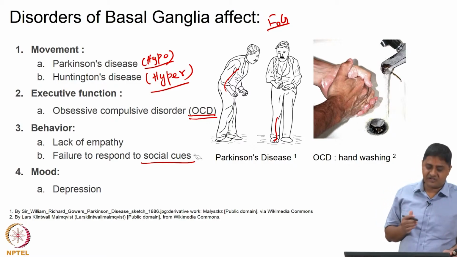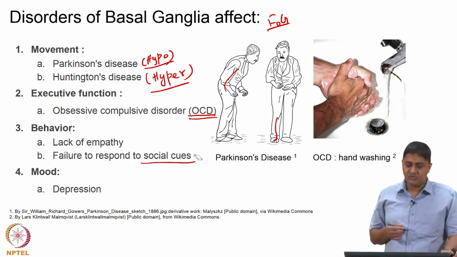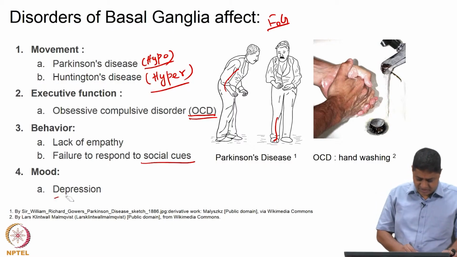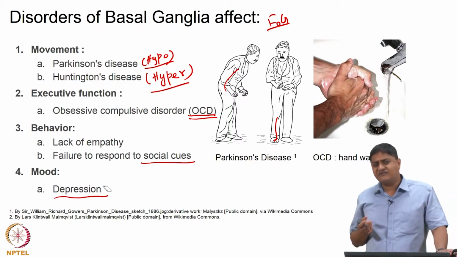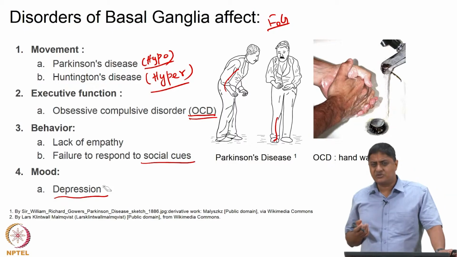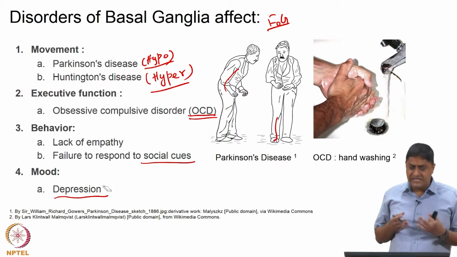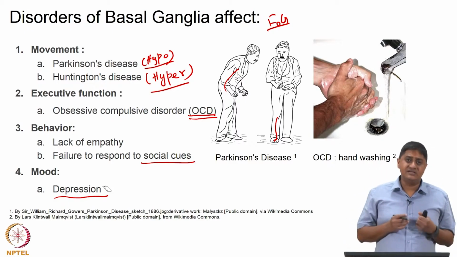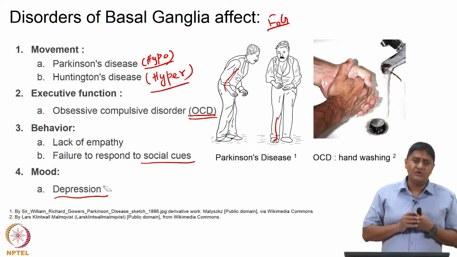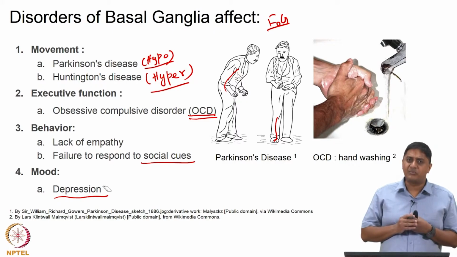Then mood, functions of mood or emotion, motivation, right, depression. The exact pathophysiology of this disorder is not understood. There is a huge need to understand this disorder, this disease, as to why this happens, what is the exact pathophysiology of depression, right.